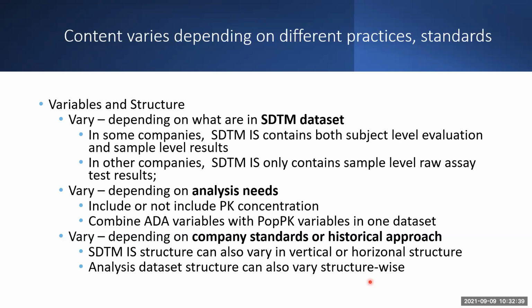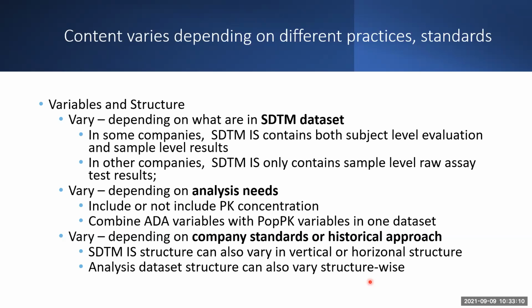It can have one record per sample, and then multiple tier measurements are presented in different variables. So we call it a horizontal structure. Or SDTM data can also be presented in a vertical structure, with one record to represent each tier of ADA measurement. We call it the vertical structure, and then we can also see a mixture of those two different structures.